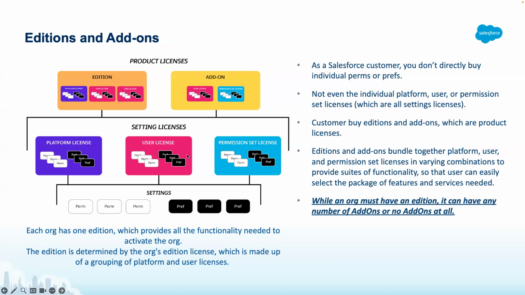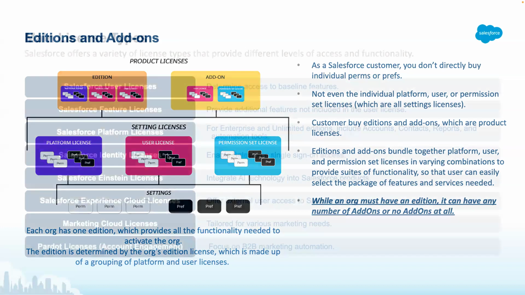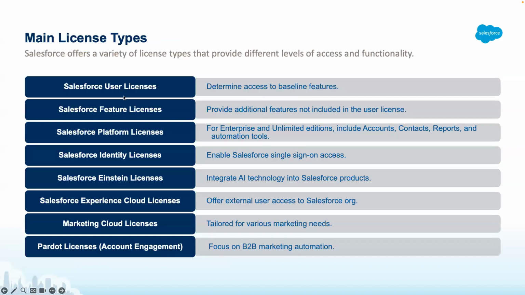There are different types of licenses. When I talk about a user license, the base license that we require is called a Salesforce user license. That's it. This determines your base level access, login access. Feature access means these are not included in user licenses, but I'm extending the feature for this user. Platform licenses are specifically configured for Enterprise and Unlimited.